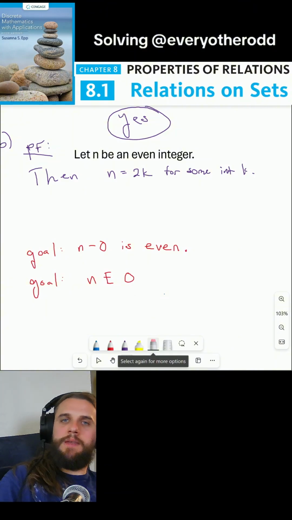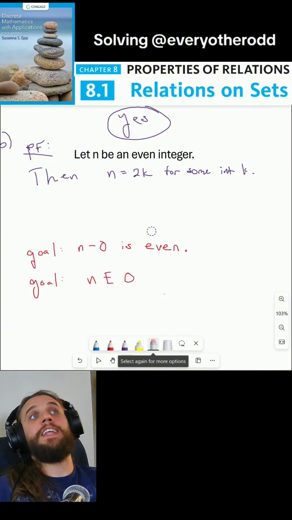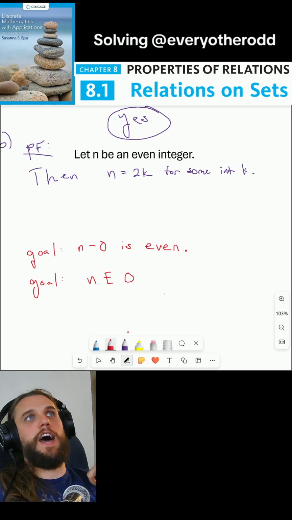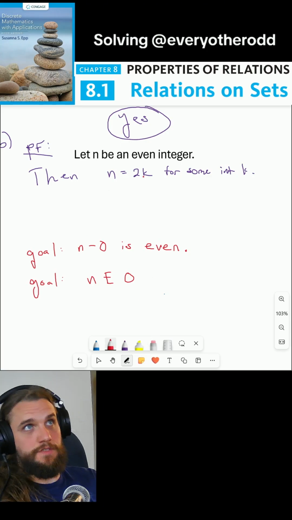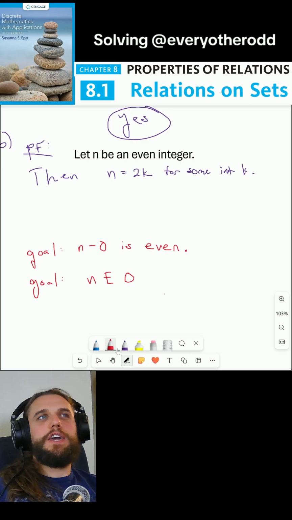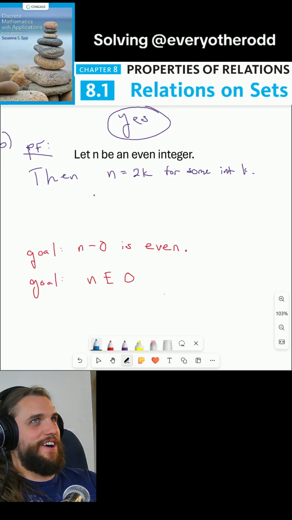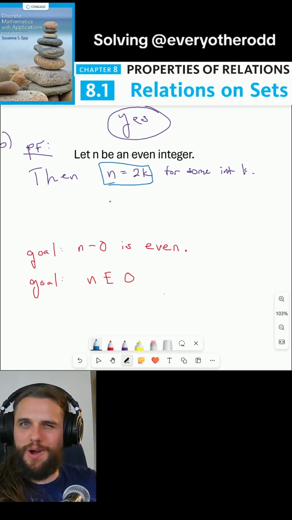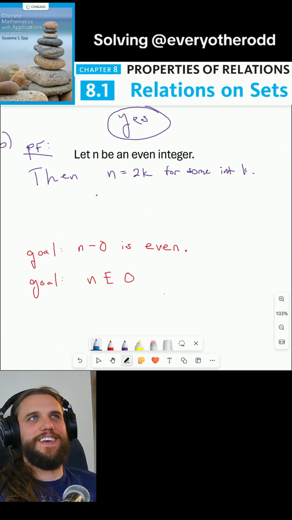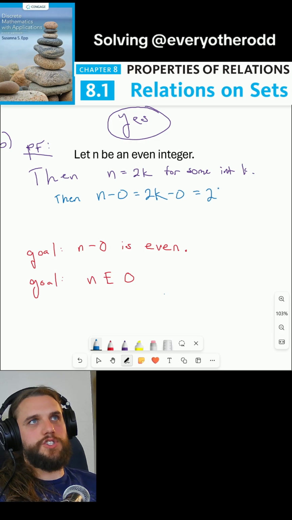Why is n minus 0 even? Well, we know that n is even, but we have to justify why n minus 0 is even. Now, this is going to be a little bit of a weird step, and I feel like it might be a little uncomfortable for a lot of you, but I'm going to take this equation, and I'm going to subtract 0 on both sides. So this will be n minus 0, and I'll put here then, n minus 0 is 2k minus 0, which is 2k, and that's an even number.